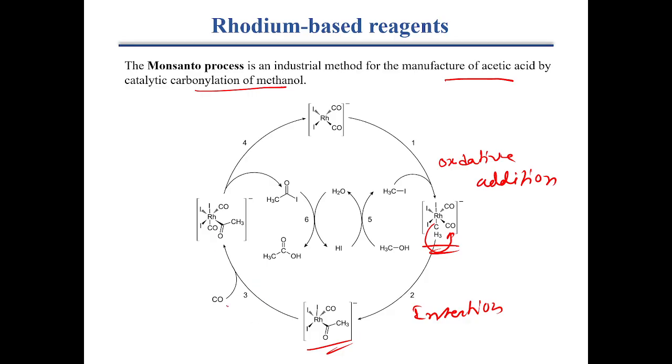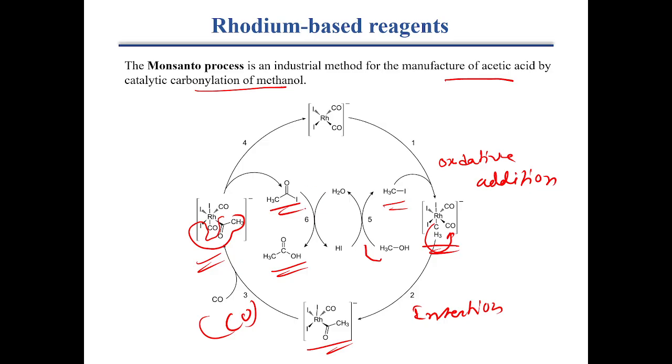Next, one molecule of carbon monoxide reacts with the pentacoordinated compound and forms the hexacoordinated compound back. After that, reductive elimination of CH3CO and iodide gives acetyl iodide. Now this acetyl iodide reacts and generates acetic acid. So methanol liberates HI from the acetic acid, and this liberated HI reacts with the methanol to form methyl iodide. So this is the catalytic cycle.